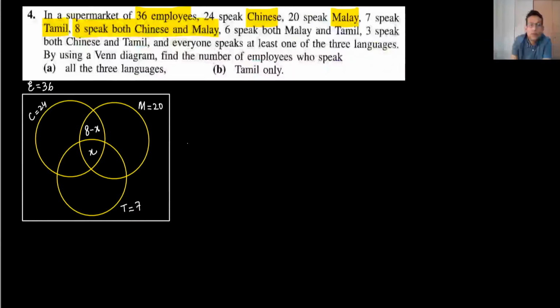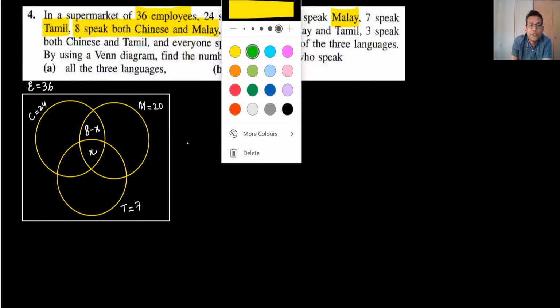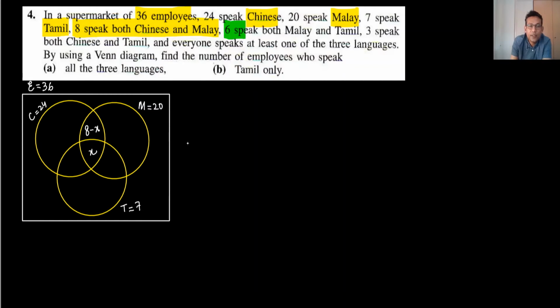Then we change the color here. 6 speak both Malay and Tamil. Okay, 6 speak Malay and Tamil. Malay and Tamil 6. This will be 6 minus x. This is the first step. The same thing with 3.